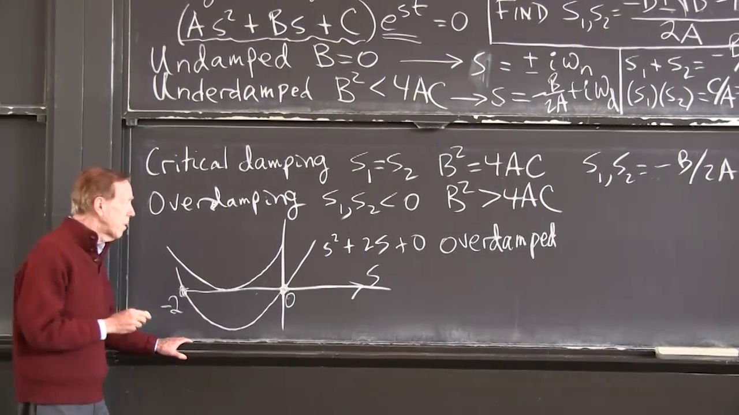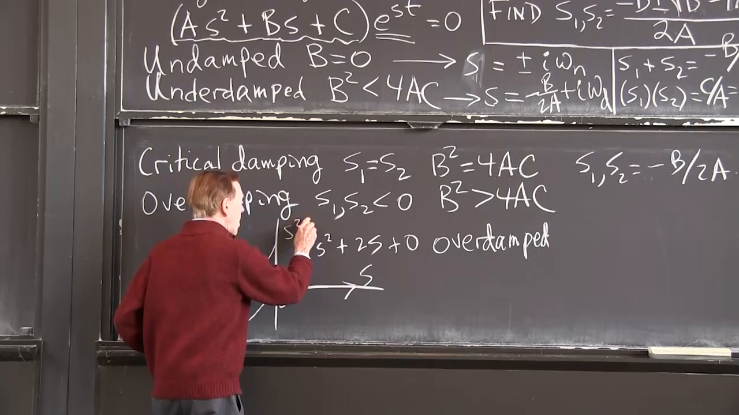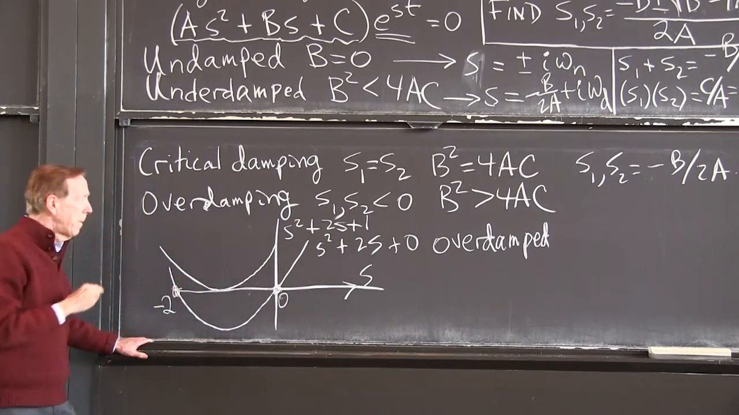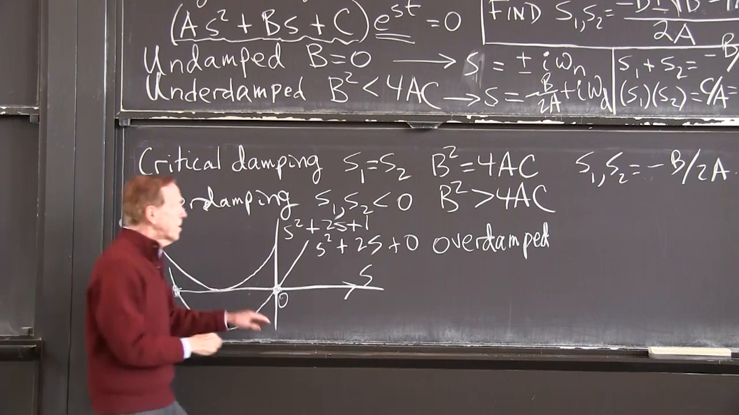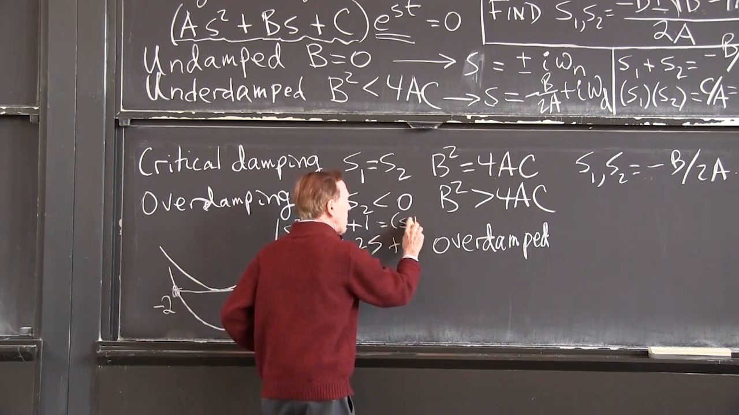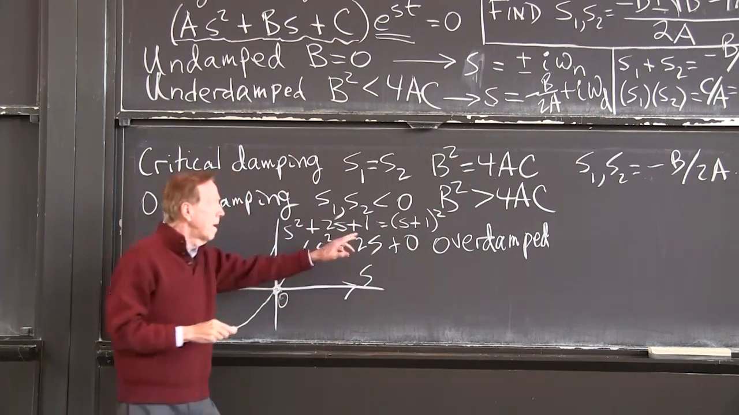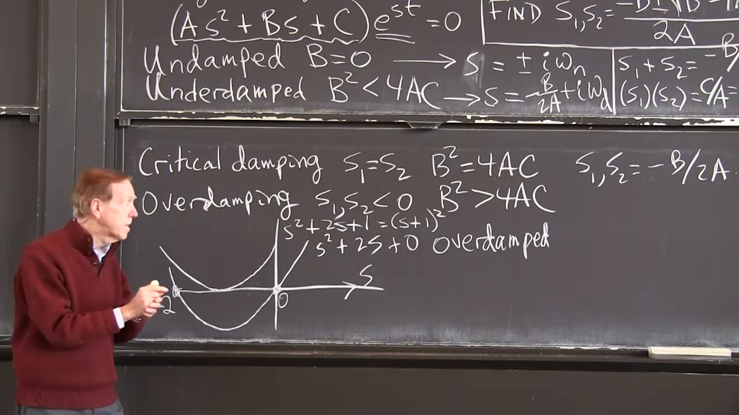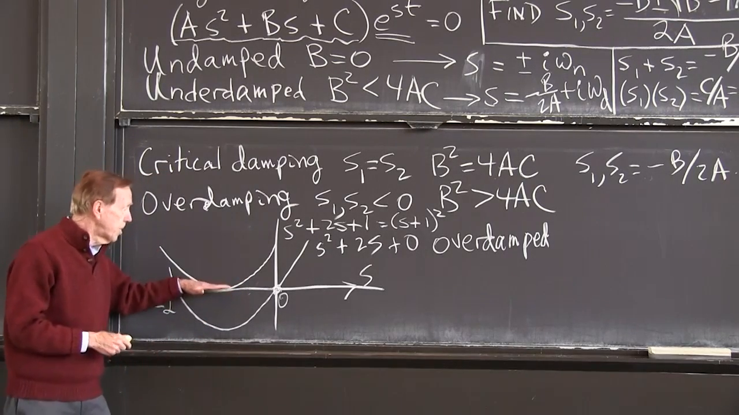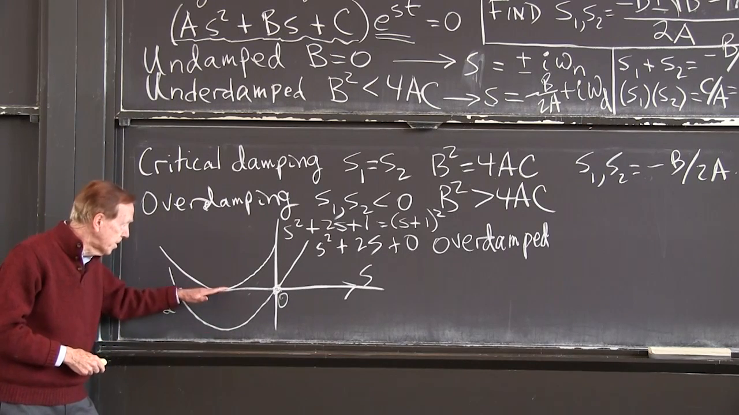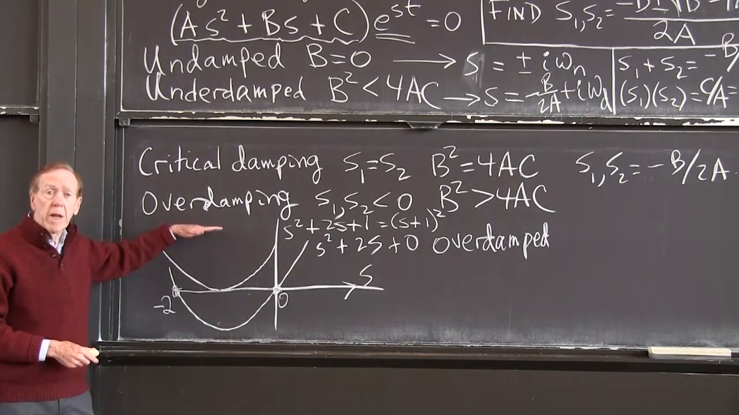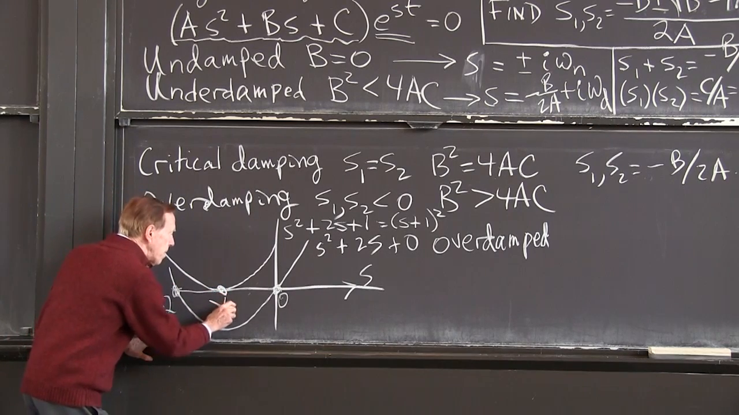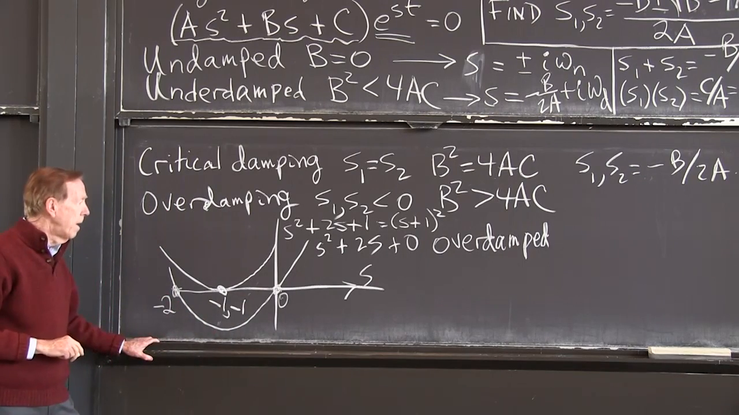Critical damping. This is the case S squared plus 2S plus 1, which is exactly S plus 1 twice, and it has that repeated root, which we always recognize as the marginal case when it doesn't go below, but it doesn't stay above either. It hits here twice, so the root is minus 1 twice. That's critical.